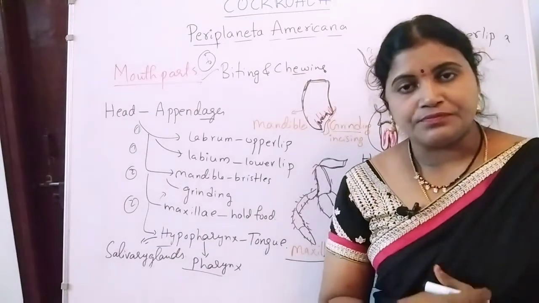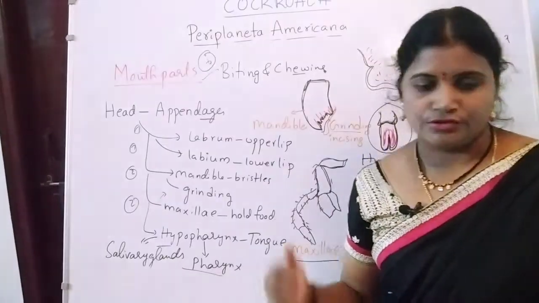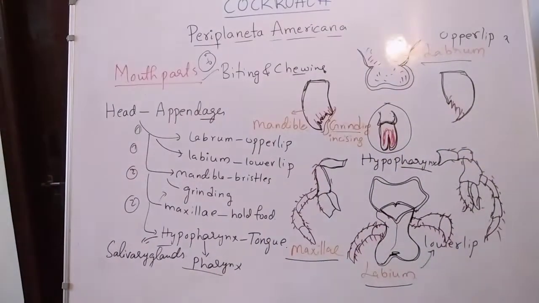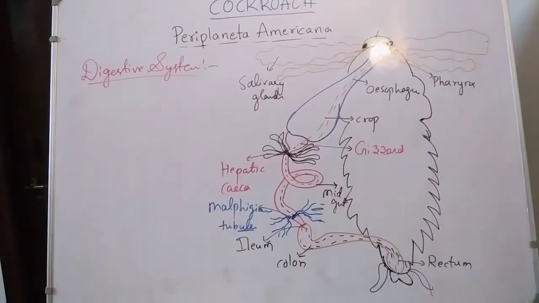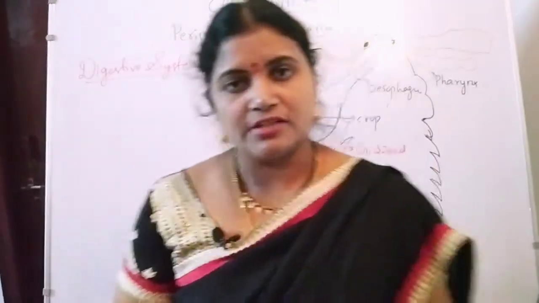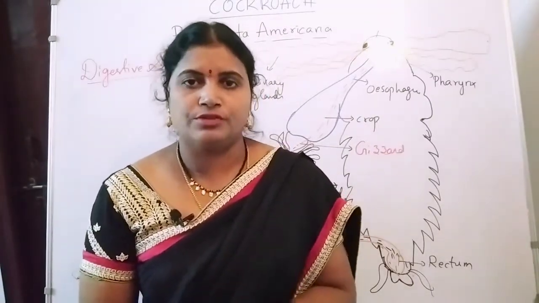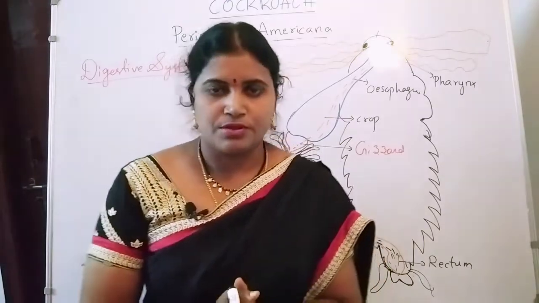So after that we are going to see the digestive system of the cockroach. Take the screenshot, all of you. Okay, next we see the digestive system, right? So the digestive system is mainly meant for digesting. Digestion is nothing but breaking down the complex food molecules into simple food molecules.